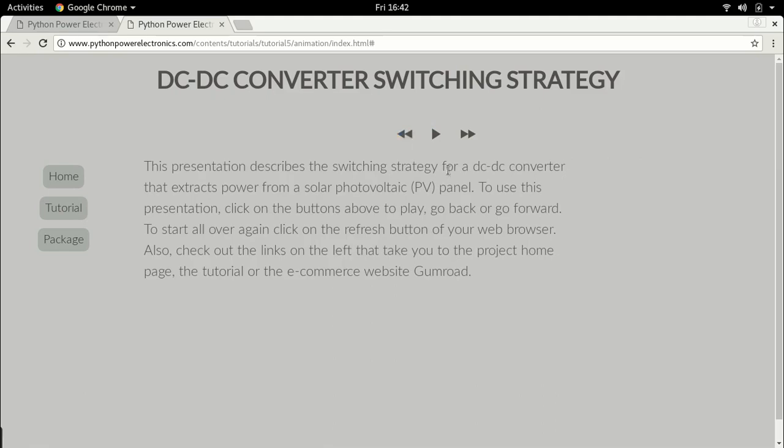So to start off with, this tutorial is going to talk about how to switch a DC to DC converter that interfaces the PV panel so as to extract power from the PV panel. So as you can see, this basic slide just tells you how to use this. It tells you to use the play buttons to go forward and backward, and that's what I will do. So let's start off with this tutorial.